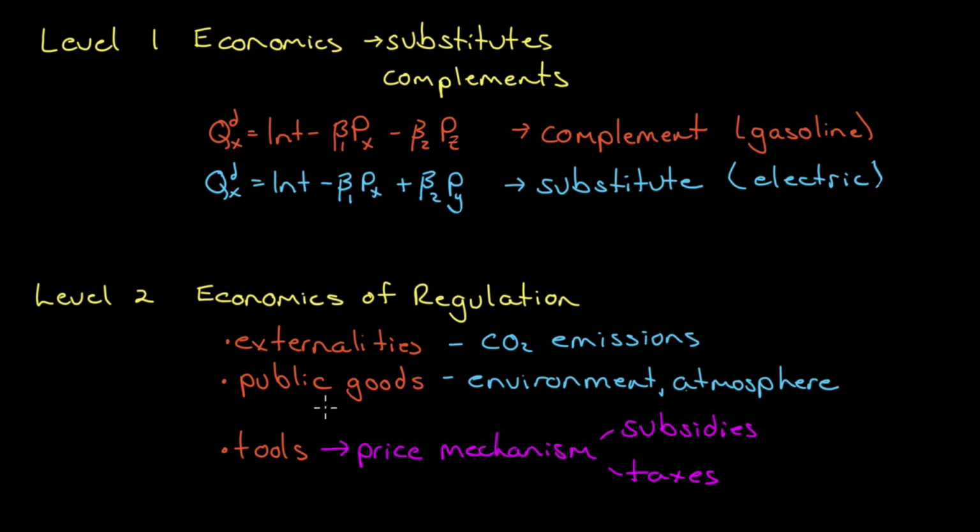We'll look at the idea of public goods. And sometimes you need regulation to step in when public goods are involved, because no one individual is going to spend money to protect public goods. So public goods here, we're talking about the environment, the atmosphere, and we're going to look at tools of regulation, primarily the price mechanism. We're going to look at subsidies and taxes. And then we're going to introduce something called interdependence of regulation, but we'll get to that when we look at some of the problems. So this is what we're going to apply.